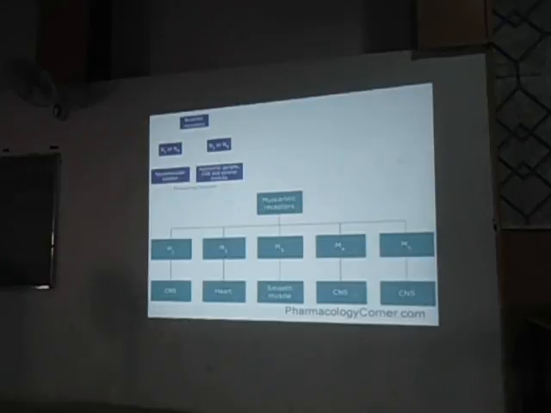Okay, we have a graded dose response curve. Do you remember the graded dose response curve? Okay, so after that we have a chart where the action of this acetylcholine is blocked by d-tubocurarine. Okay.